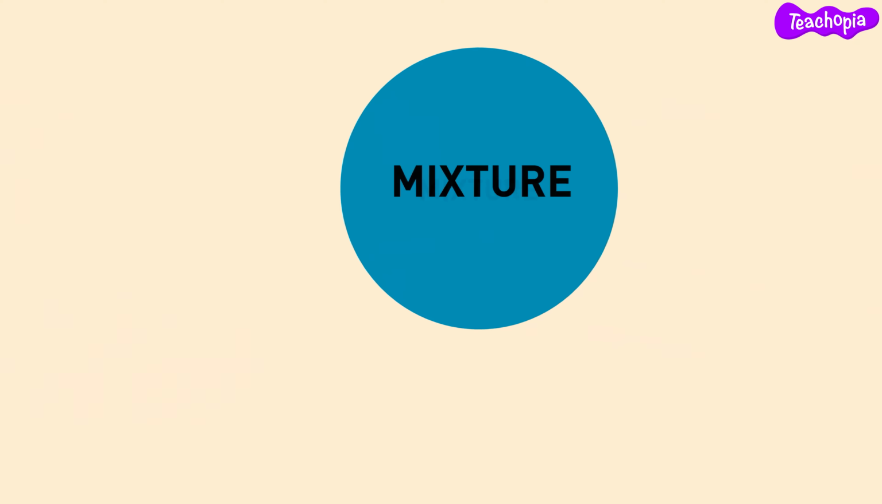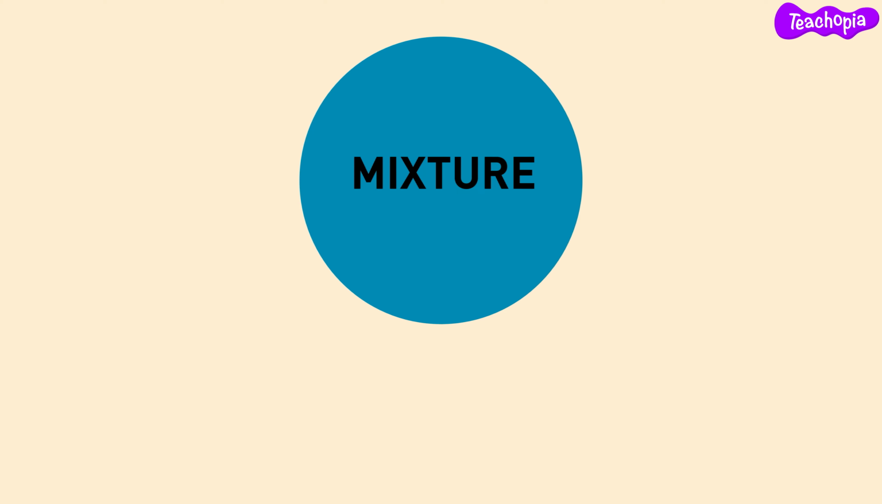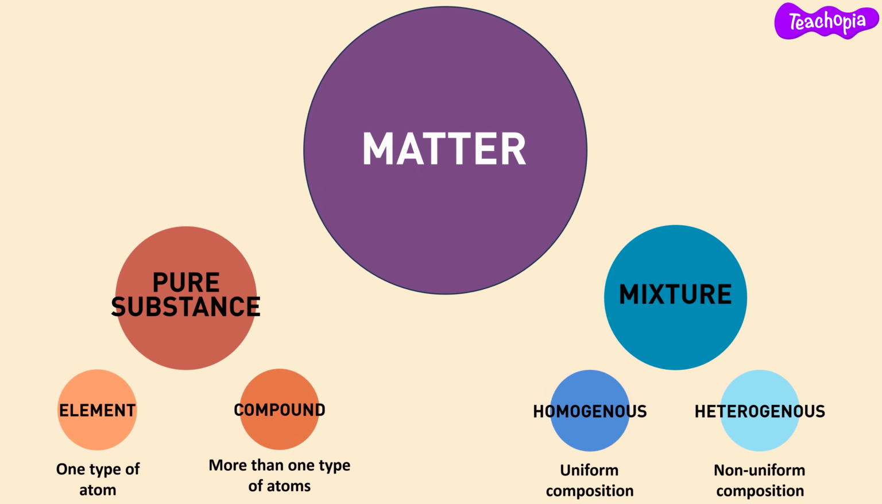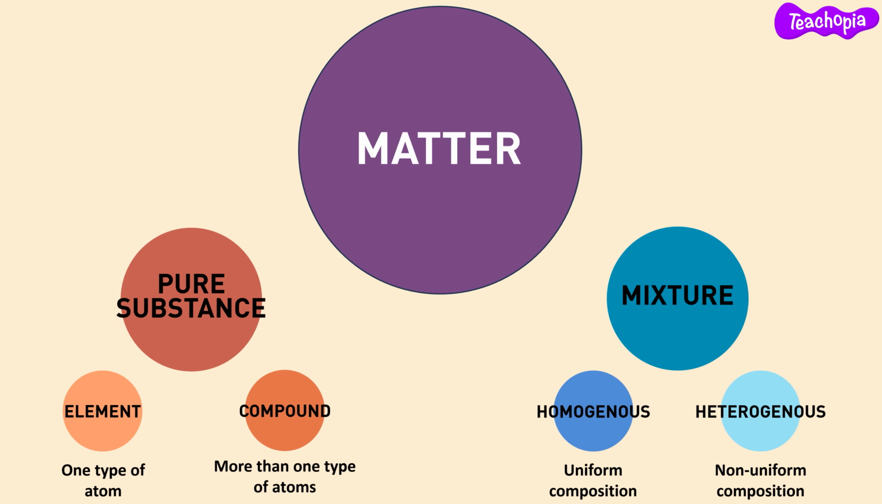Similarly, mixtures are of two types, homogeneous and heterogeneous. Like the name says, homogeneous mixtures have a uniform composition of various substances and heterogeneous mixtures have a non-uniform composition. To summarize everything, matter can be classified into two broad categories, that is, pure substances and mixtures.